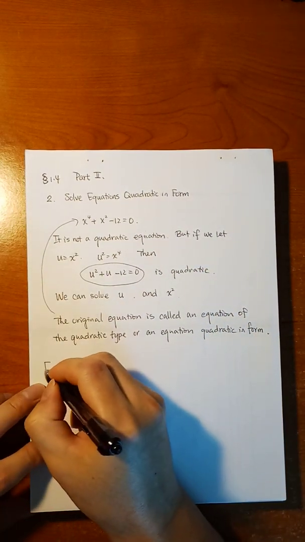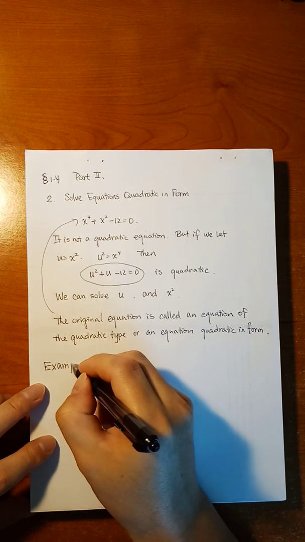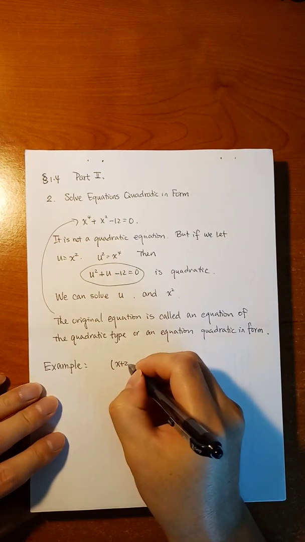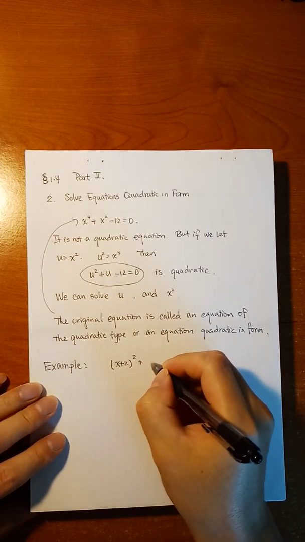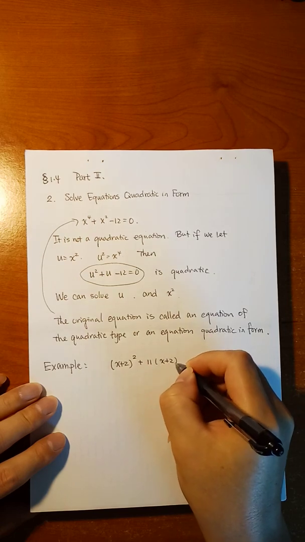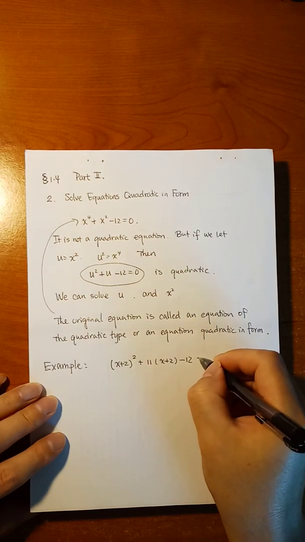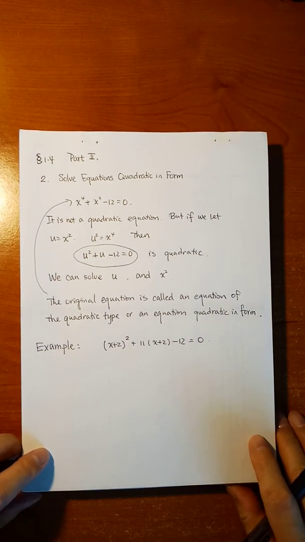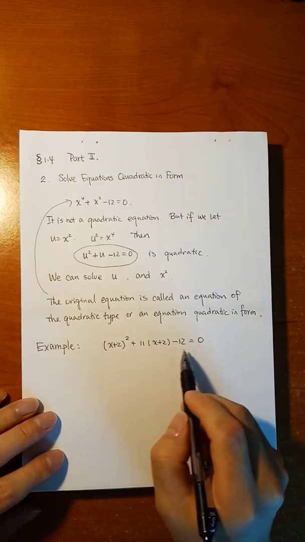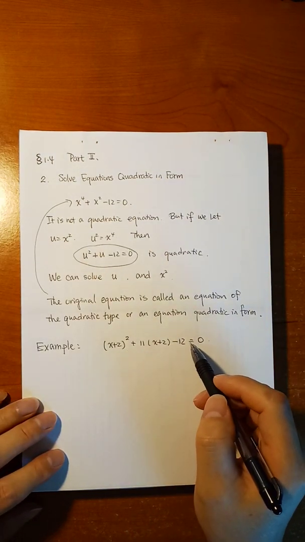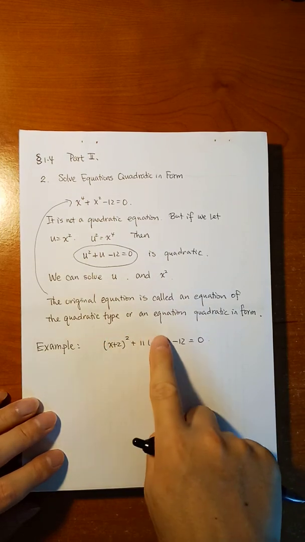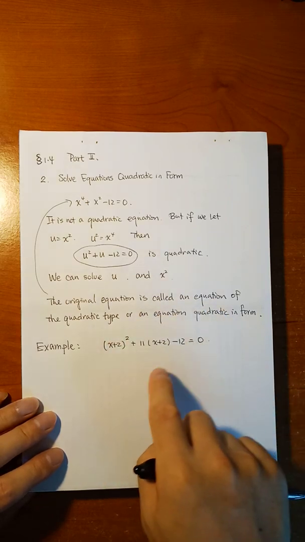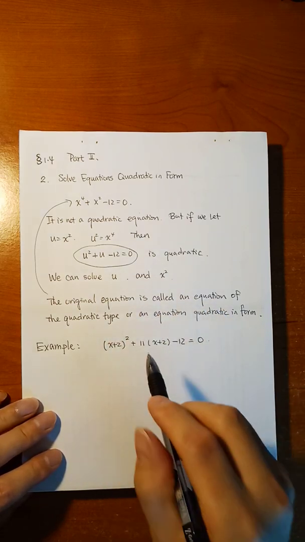So let's see the example. For example, we have the equation like this: x plus 2 squared plus 11 times x plus 2 minus 12 is equal to 0. Well, you see, it's already in the shape of a quadratic equation. So if you consider this as u, then it's u squared plus 11u minus 12 equal to 0. So normally, it gives us the hint.